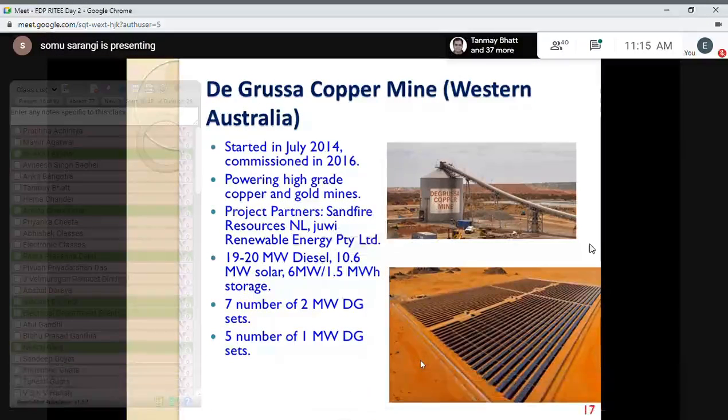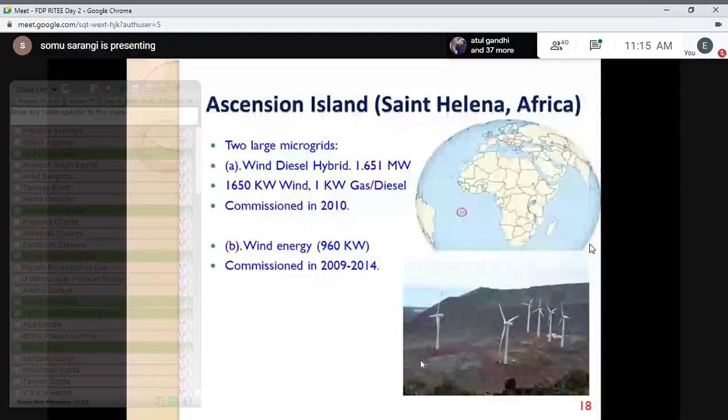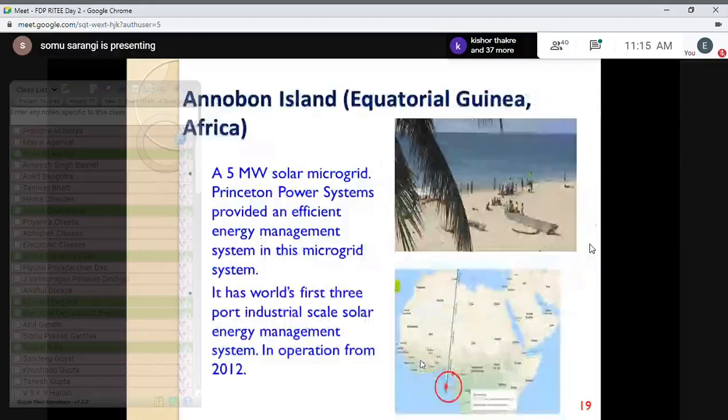and it is producing the electrical energy. Similarly, we have Africa, where there is an island with two large wind-diesel hybrid microgrids, 1.651 megawatt, and wind energy of 960 gigawatt, commissioned in 2019 to 2014. In the case of Equatorial Guinea, you observe in Africa, that is the circle mark we have on the Google map. Here we have a 5 megawatt solar microgrid. Princeton Power Systems provided an efficient energy management system in the microgrid system. That is operational from 2012.